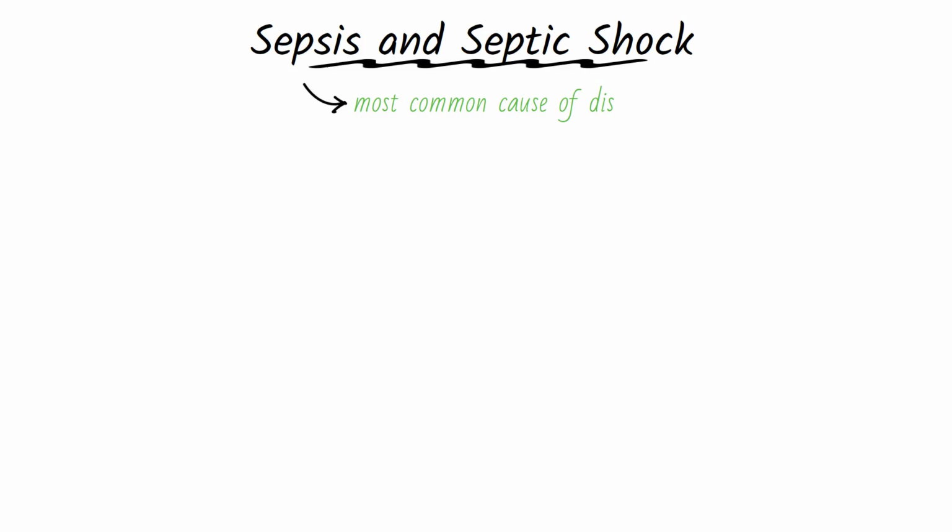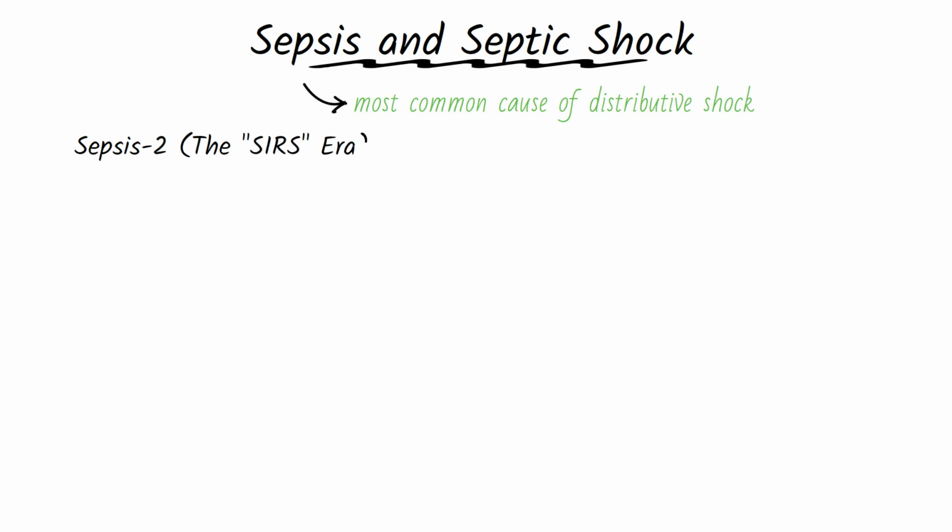Sepsis is the most common cause of distributive shock and a leading cause of death in hospitalized patients. Understanding its definition is crucial for modern practice. Now let us look at the evolution of its definition. There used to be the Sepsis-2, or the SIRS era.